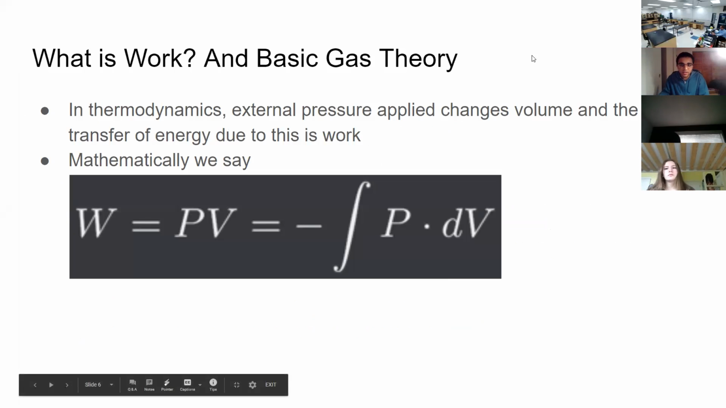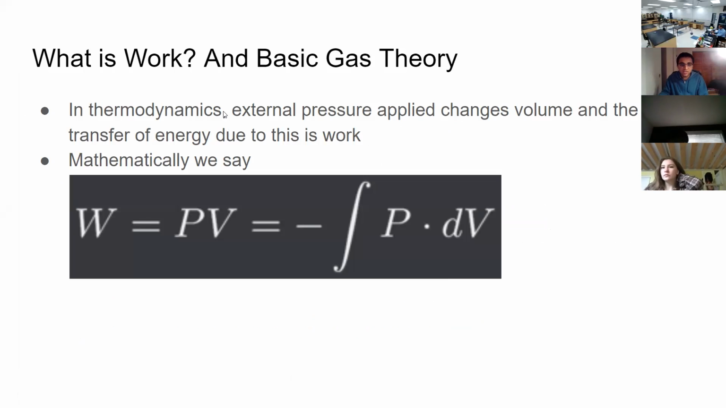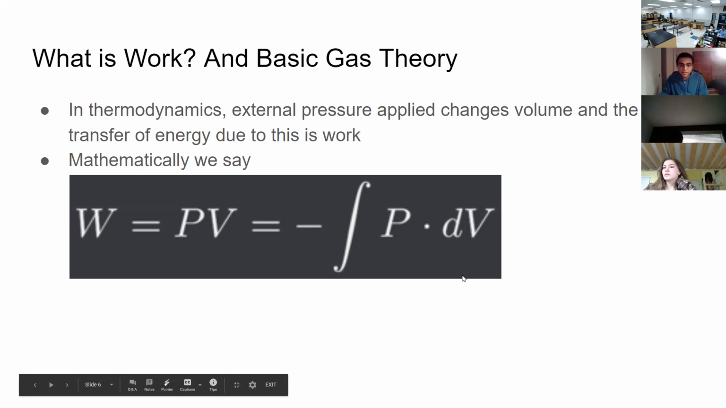Now, what is work? So in thermodynamics, we have external pressure, and that external pressure applied will change the volume. And so this transfer of energy, we call that the work in thermodynamics. And so work equals pressure times volume is the key mathematical identity behind this concept here. And so we have the negative sign convention, but basically if you take like a volume pressure graph, then you can take the area under the curve of the graph, and that relates to the work done.